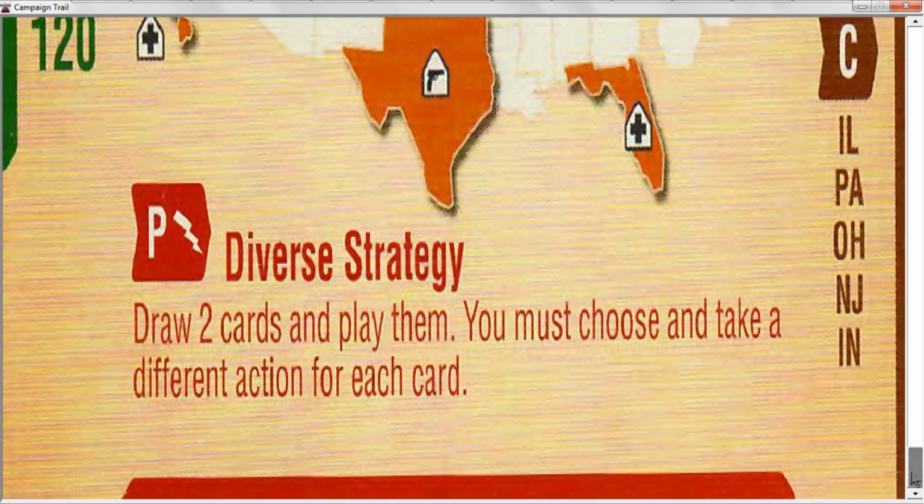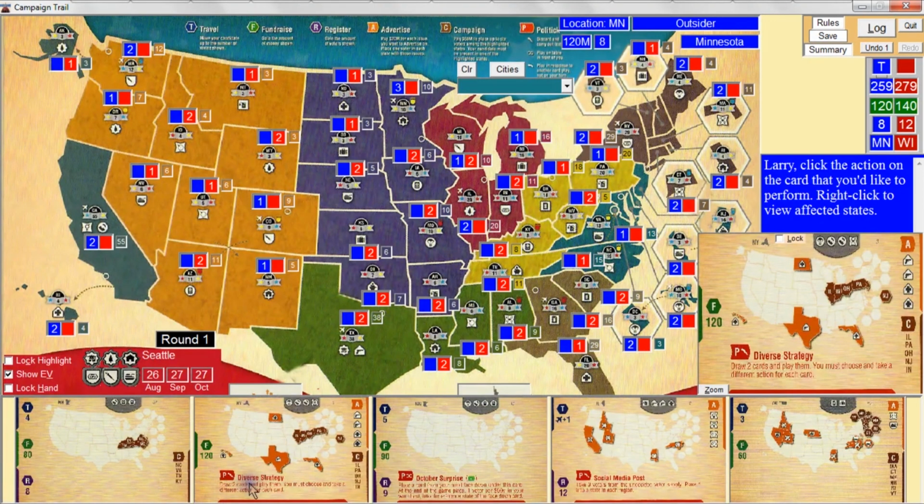For my first turn of the game, I think I'm going to perform this Politick Action Diverse Strategy, which says that I get to draw 2 cards and play them, but I have to choose and take a different action with each card. So on the one hand, I'm going to be able to play 2 cards in this hand as opposed to the normal 1 card per turn. But it's a little bit of a gamble because I don't know what cards I'm going to be drawing. I am going to choose Diverse Strategy as my action, so I'm going to click there.